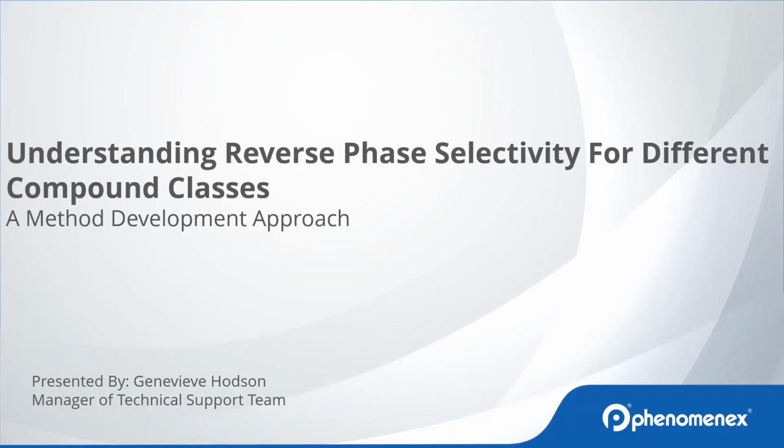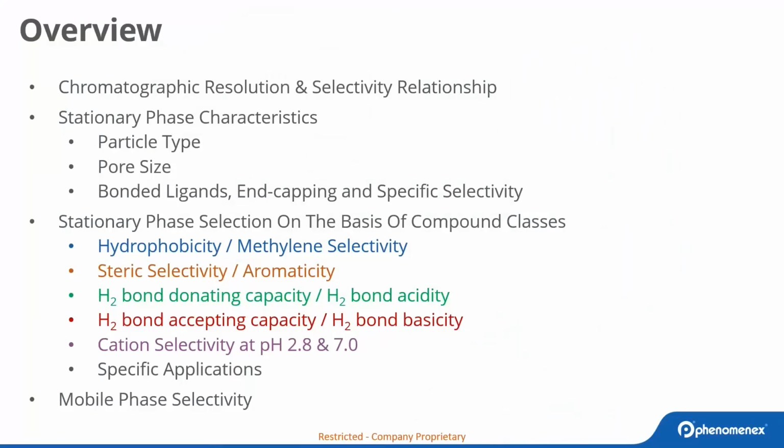With that, I will go ahead and get started and we can move to the overview. So looking at an overview of today's presentation, there's a lot to get through today, so keep with me here. First, we're going to go over chromatographic resolution and selectivity relationship, the relationship between the two. Then we're going to go over some stationary phase characteristics: particle type, pore size, bonded ligands, encapping, specific selectivity.